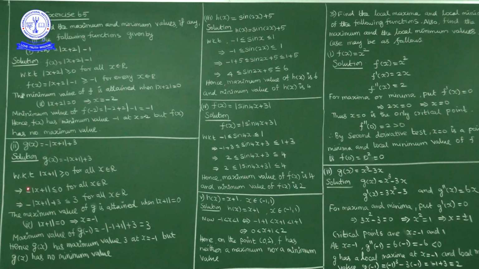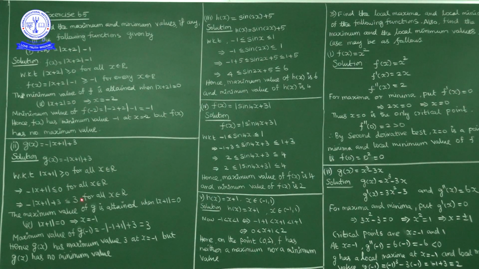So what we get: minus of mod x plus 1 is less than or equal to 0, because mod x plus 1 is greater than or equal to 0, and multiplied by minus it becomes less than or equal to 0. Whatever real number you give, mod x plus 1 is greater than or equal to 0, multiplied by minus means less than or equal to 0. So minus of mod x plus 1 is always less than or equal to 0 for any real number.